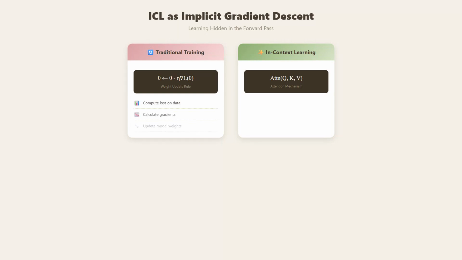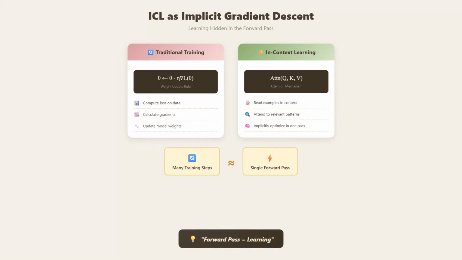In-context learning uses the attention mechanism, attention of Q, K, V. But here's the surprising connection. When you look at the mathematics, the attention operation has a similar structure to gradient updates. The attention layers may be performing implicit optimization as they process the examples. The steps look similar in effect. Traditional training reads data and updates weights. In-context learning reads examples in context and uses attention to implicitly adapt. Both are producing similar effects but through different mechanisms.